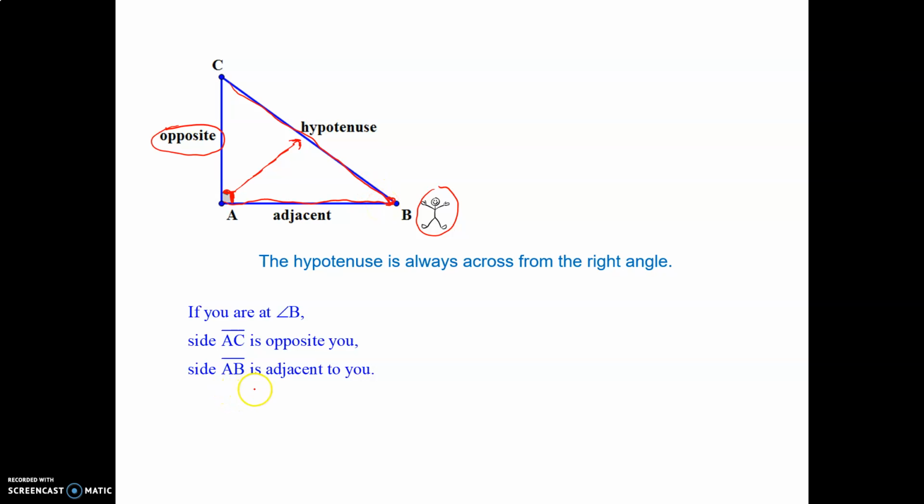Okay, then it says side AB is adjacent to you. You actually have two sides that are adjacent to you, don't you? You got this guy next to you, because adjacent means next, and you have this guy next to you, adjacent to you. But this one already has a name, hypotenuse. So that's why AB is adjacent.